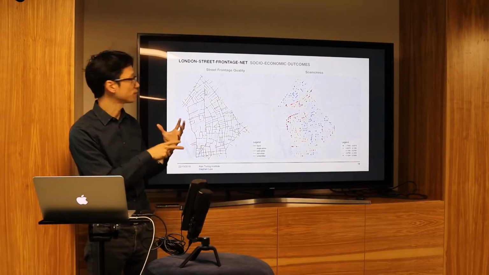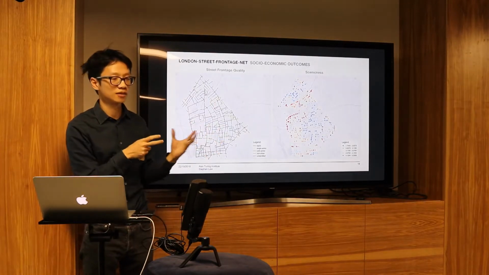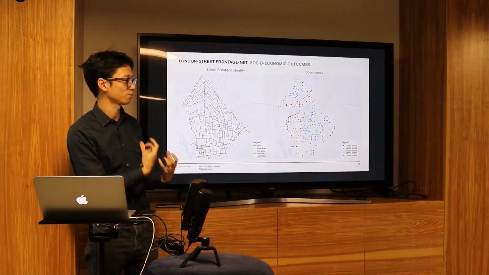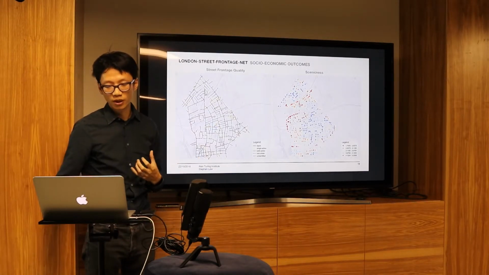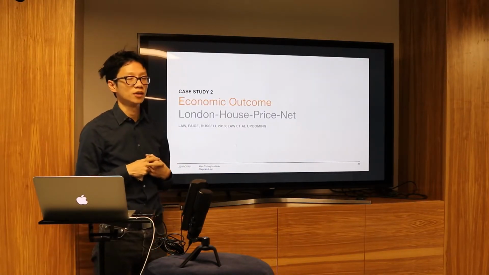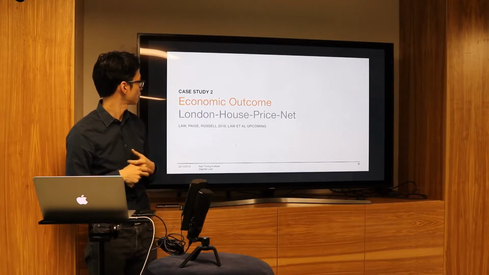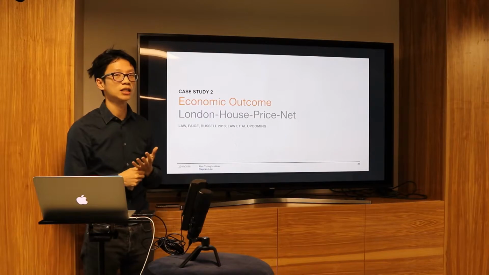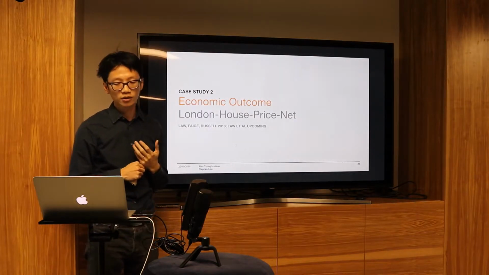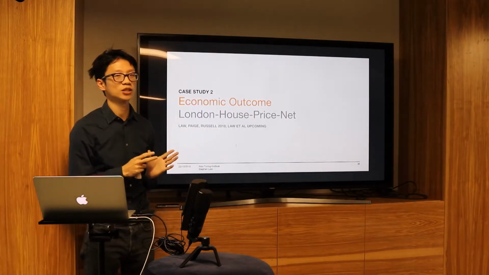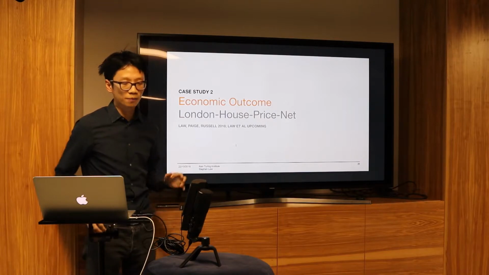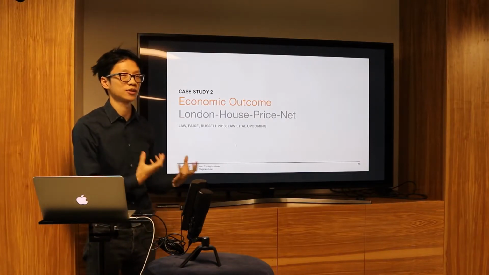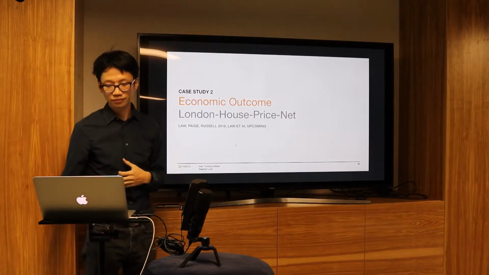So from these socio-economic relations, that has brought me to the second case study, which is about economic outcome. This is the key research I'm currently working on with a couple of colleagues from the Turing: can we use these street images to actually predict house price? And how much prediction accuracy can you gain from it?